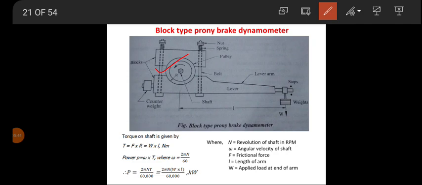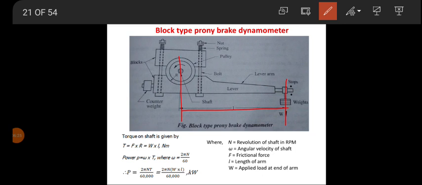Then we have one more attachment, that is the length of the lever. The length of the lever means from the center of the shaft to the attached weight. We call it L, the length of the lever. From the center of the shaft to the load, where the weight is attached. So here the torque equals force into L, F into L, where L is the length of the lever.